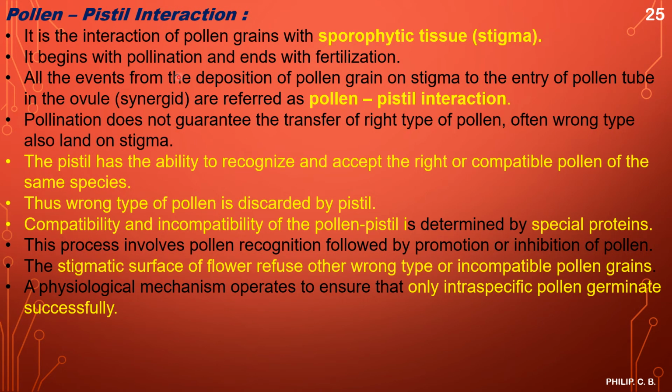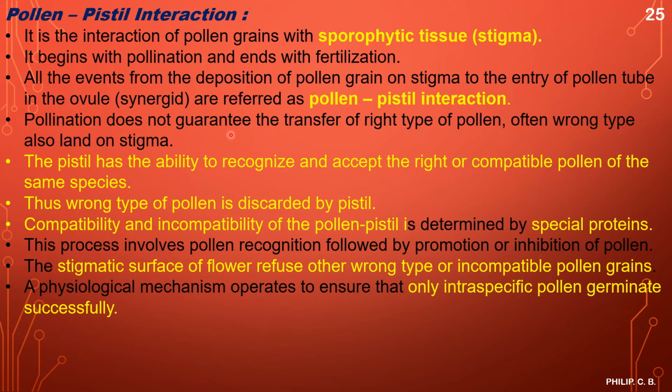Then next, pollen pistil interaction. It is the interaction of pollen grain with sporophytic tissue, that is stigma. It begins with pollination and ends with fertilization. Hence the name given as pollen pistil interaction. All the events from the deposition of pollen grain on stigma to the entry of pollen tube in the ovule, that is synergid, are referred to as pollen pistil interaction.